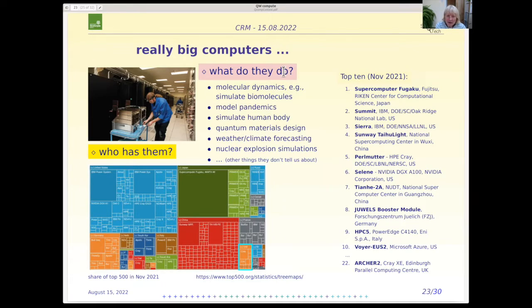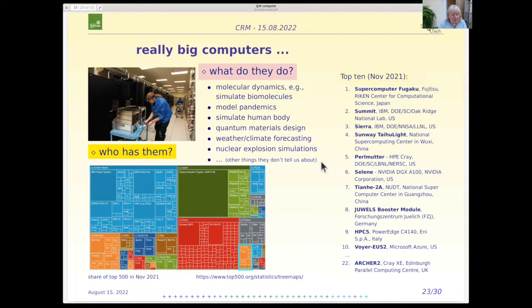They're doing things like simulating biomolecules, molecular dynamics. They're modeling pandemics. They were modeling pandemics well before the COVID pandemic. They simulate the human body, design new quantum materials. A big use is weather and climate forecasting. And you need that in real time, right? It's no good having tomorrow's forecast next week. It's too late. You need it before tomorrow for it to be useful. Nuclear explosions, and there's a whole bunch of other defense and security and military uses that they don't tell us about.